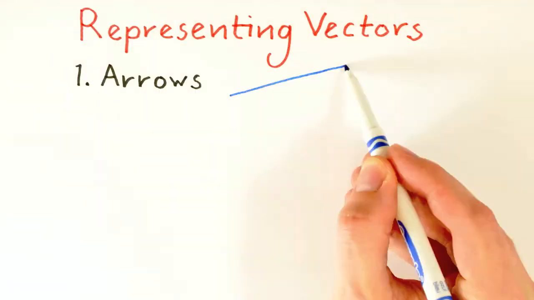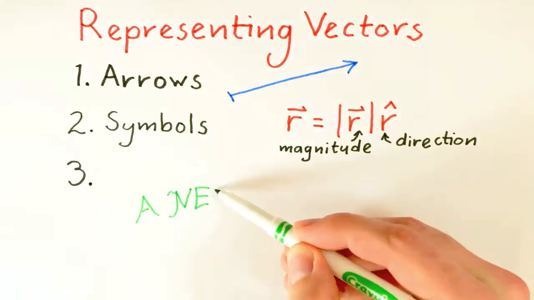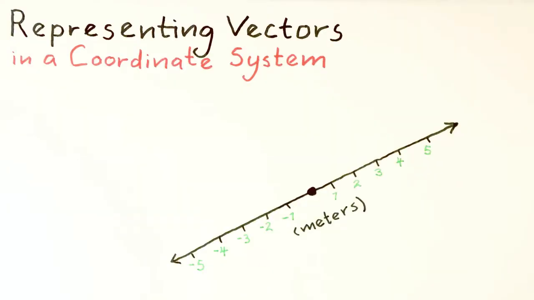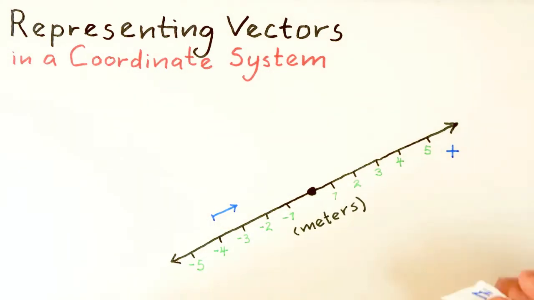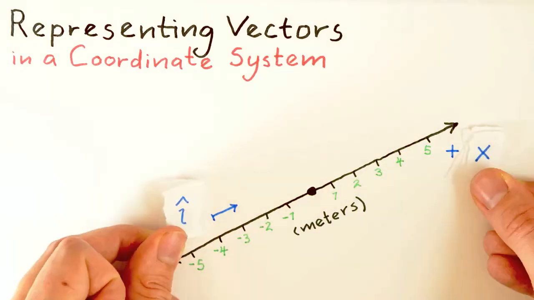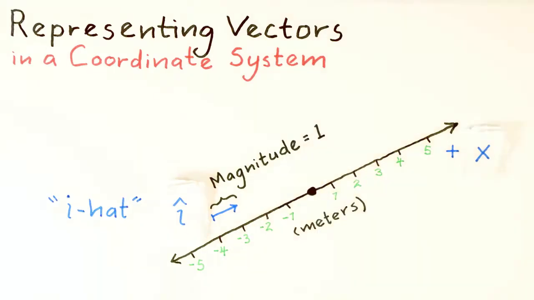Earlier we discussed representing vectors with arrows and with symbols. There's yet another way to represent vectors, once we have made a particular choice of coordinate system. It's customary to associate the positive direction of a coordinate axis with a unit vector. For each standard axis label, there is a special axis unit vector that points in the positive direction along that axis. Let's remember that a unit vector only communicates direction. The unit vector has a magnitude of 1 with no dimensions.